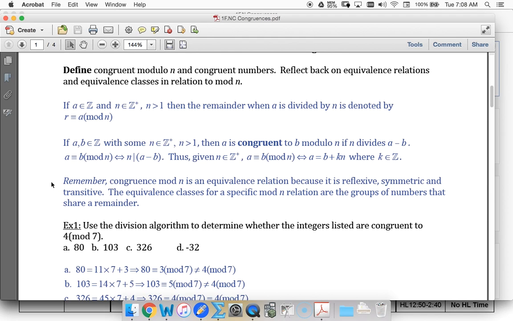Remember that congruence mod n is an equivalence relation because it's reflexive, symmetric, and transitive. So all of that ties back to our chapter 4. And in the next video, we'll look at example 1.